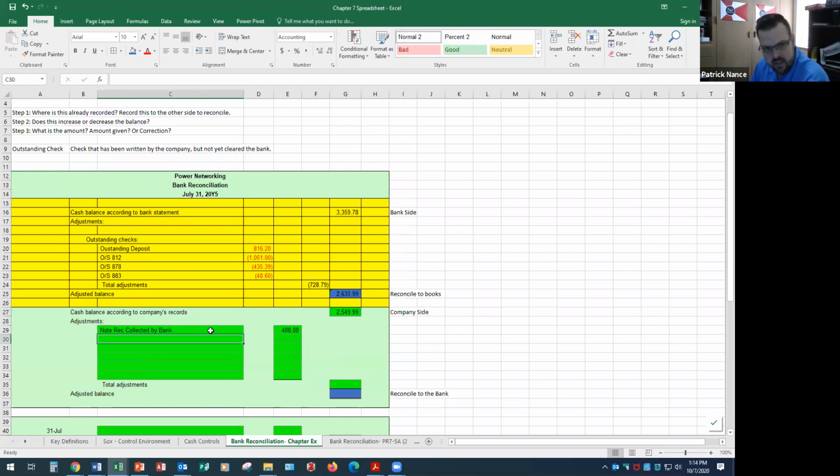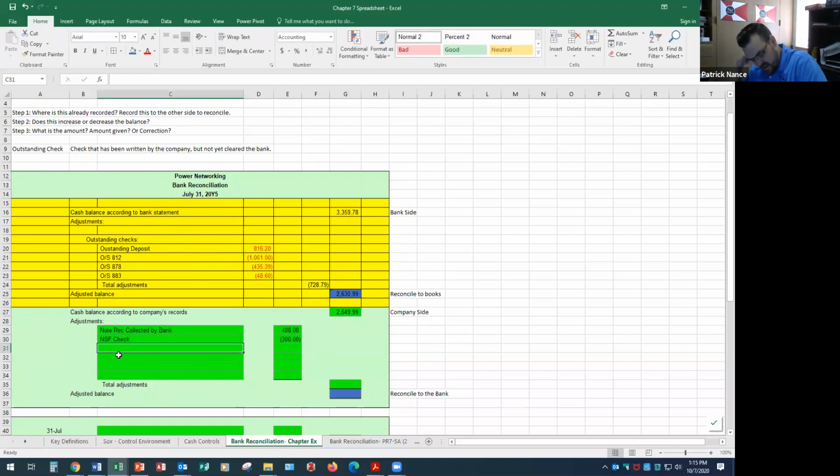So which side already has it recorded? The bank already has it recorded because they're the ones who bounced it. Does it increase or decrease the balance? It decreases our balance because we have it included like we received it, and in fact, since it bounced, we never received it, so it decreases the balance. And by how much? It will be $300. So an NSF check, or check returned, for $300. Let me make that negative.